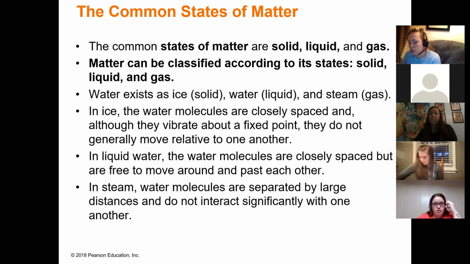gases can assume not only the shape of their container, but also the volume of their container. So of the 3 states, gas is the only one where we can expand and contract the volume, or we can compress a gas. We cannot compress a solid, and we cannot compress a liquid.